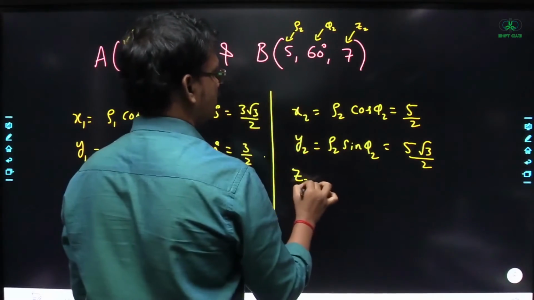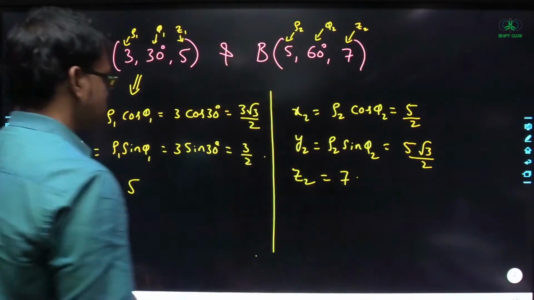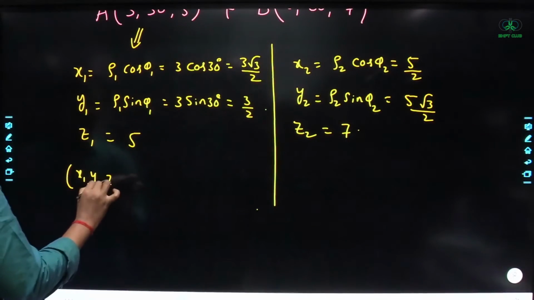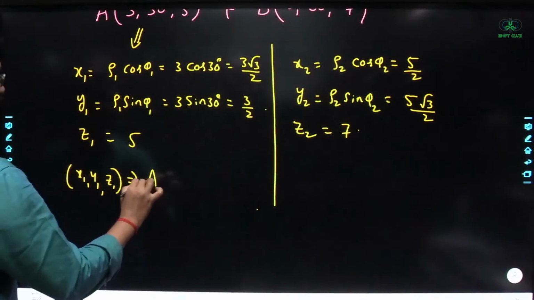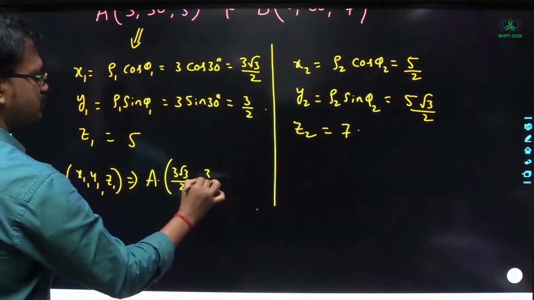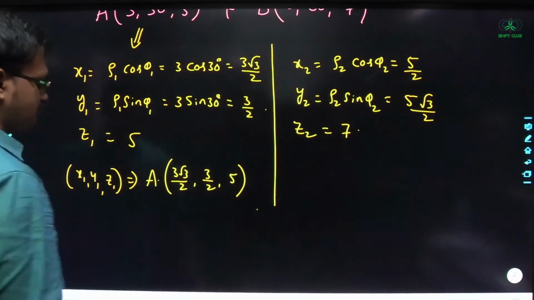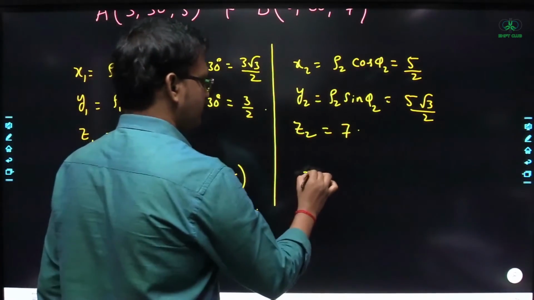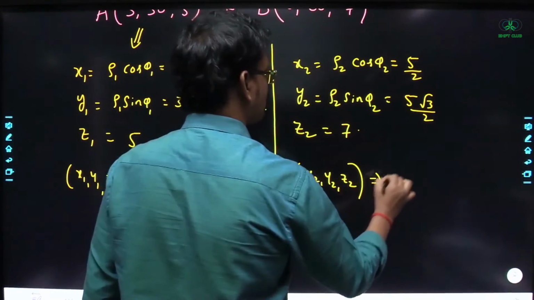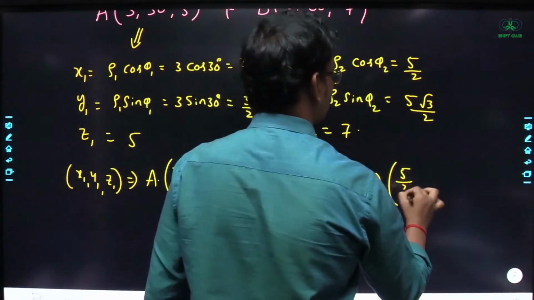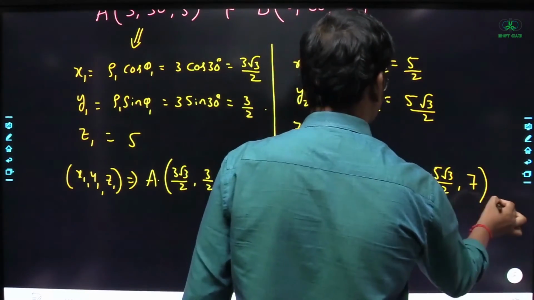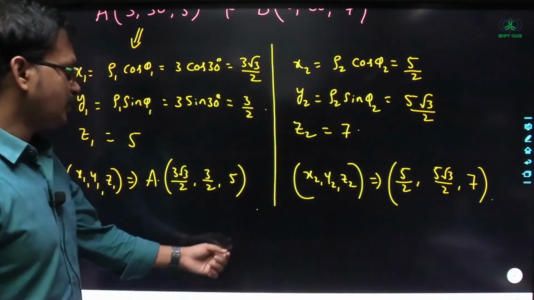Next, z2 is equivalent to 7. So we got x1, y1, z1 as point A: 3 root 3 by 2, comma 3 by 2, comma 5. And x2, y2, z2 we got as 5 by 2, comma 5 root 3 by 2, comma 7, right? Okay.